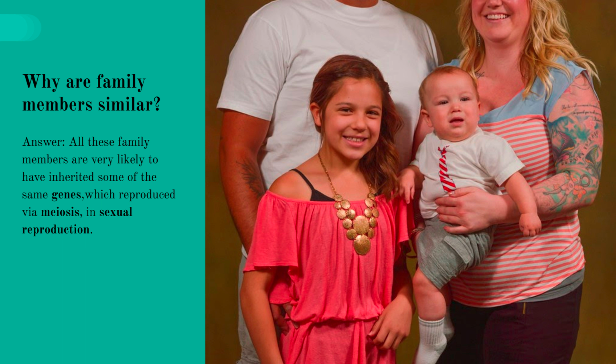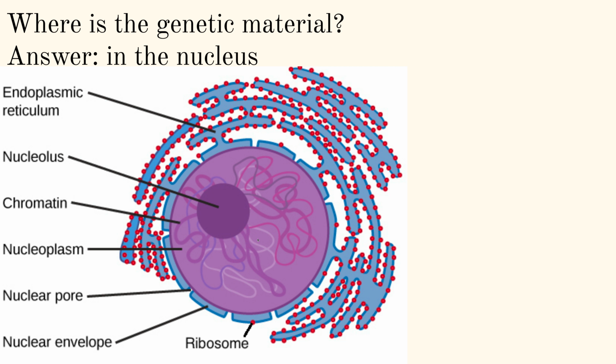So where is the genetic material? This is very likely review. I'll give a little bit of time, pause if you need more. Okay, I'm advancing. The answer is that the genetic material is, after all, in the nucleus. And this is an image of the nucleus, and this chromatin is the genetic material.